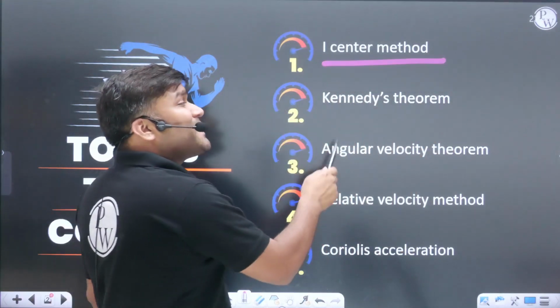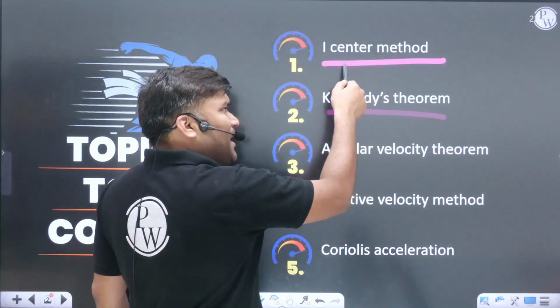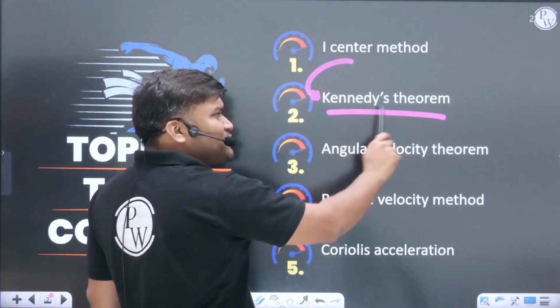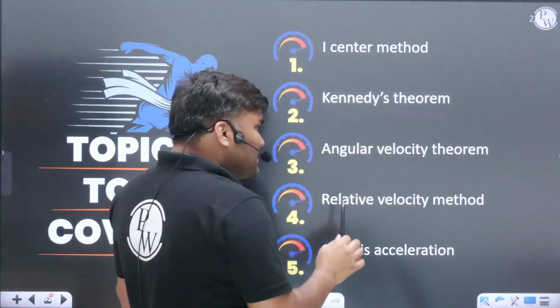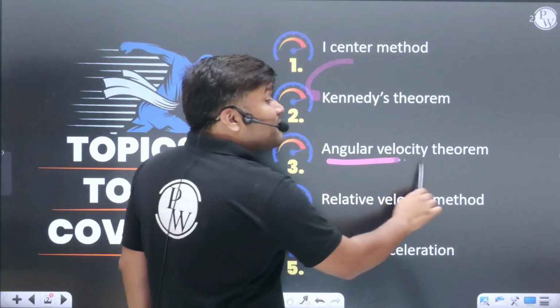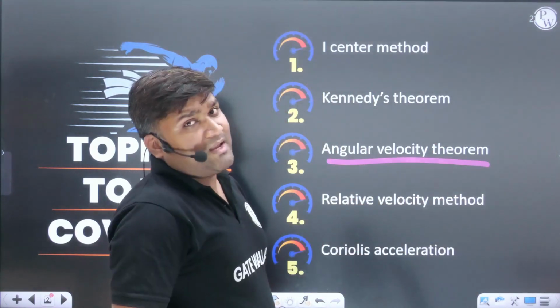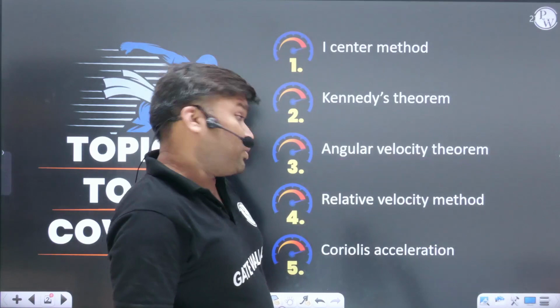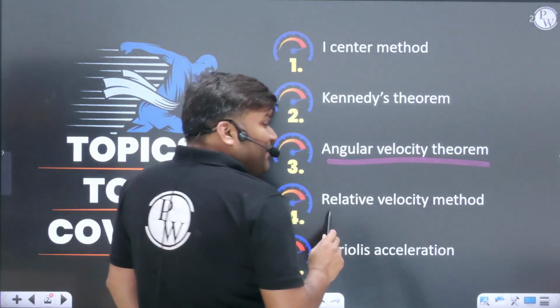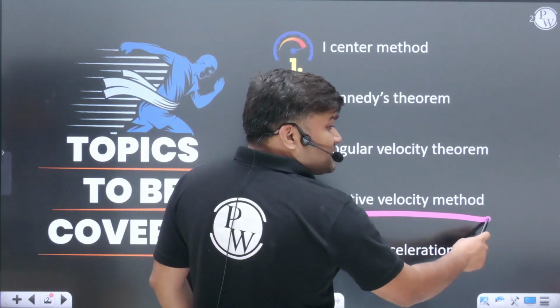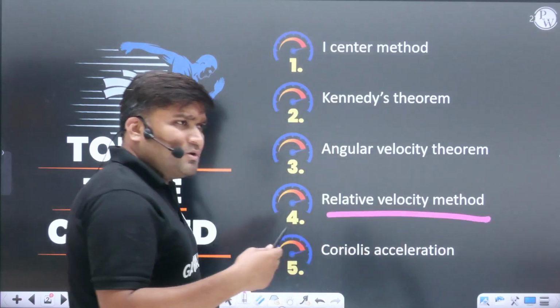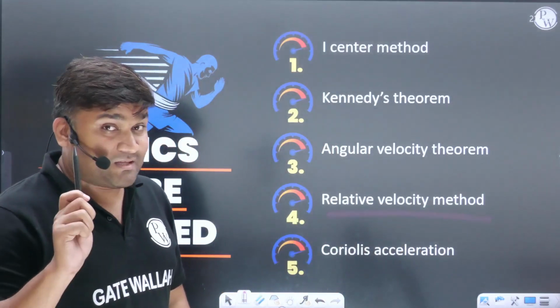Then we will talk about Kennedy's theorem. This is part of this eye center method only. Then we will be talking about the angular velocity theorem, a very important theorem. Then we have the relative velocity method, the graphical method. Sometimes it may also play a very important role in examination.